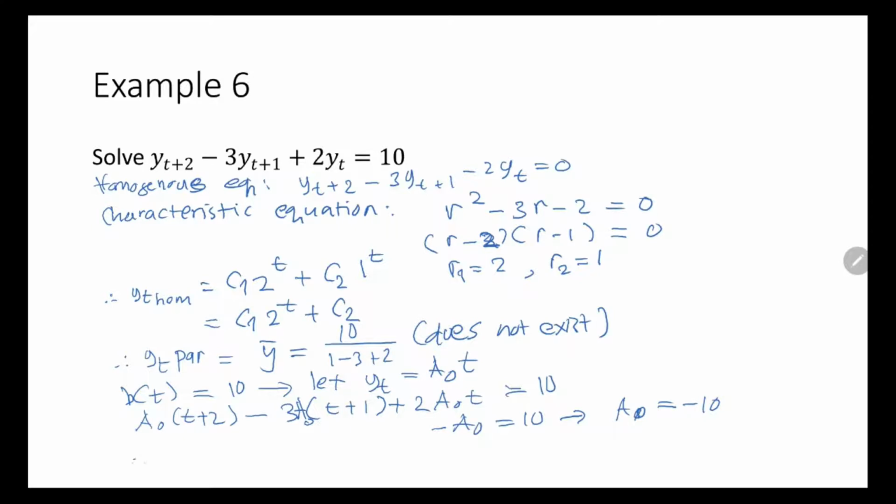Okay, so of course yt particular here will be a0. Here I forgot to put the particular here, so here yt particular is equal to minus 10t. In general, the complete solution will be the homogeneous solution c1 2 to the power of t plus c2, and then plus the particular solution, which is minus 10t. So that's the first example.